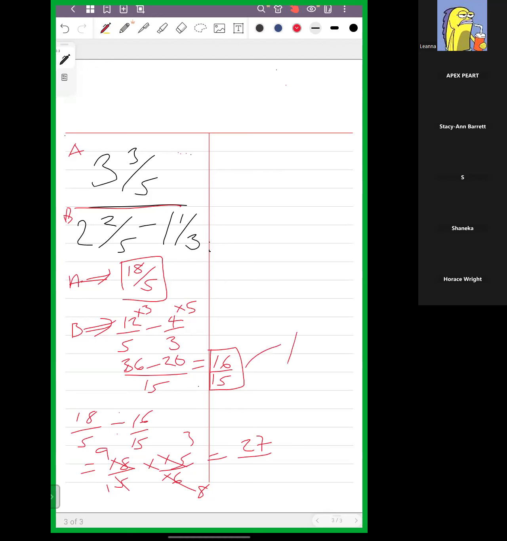Because if you convert this to 1 and 1/15, when you're ready for it again, you have to reconvert the 1 and 1/15 back to 16/15. Yeah, I get you. So the only time we are going to do that is when you finish. That is my answer. That's what you're going to use to give me my 3 marks.